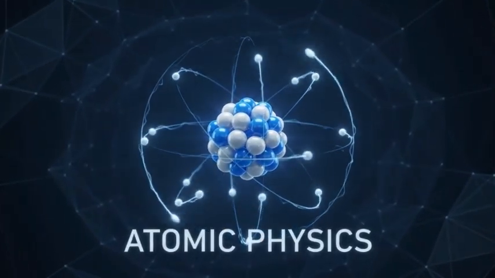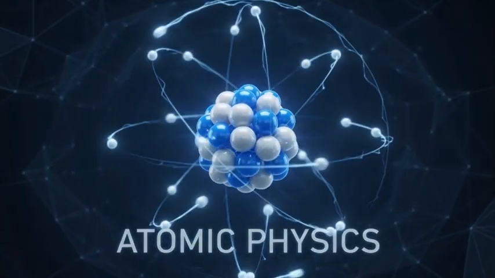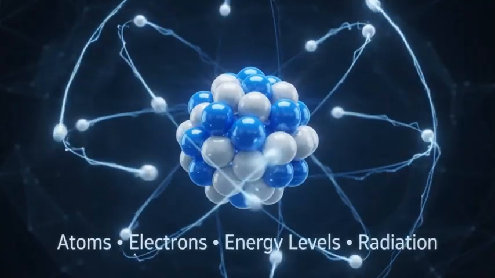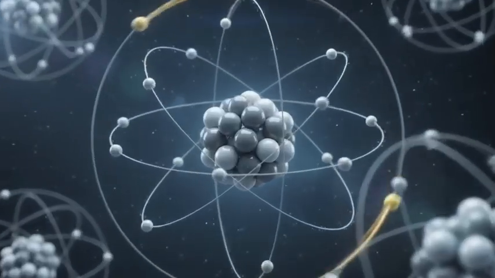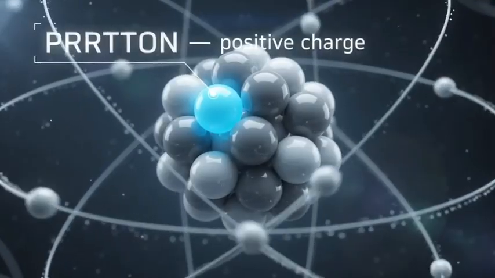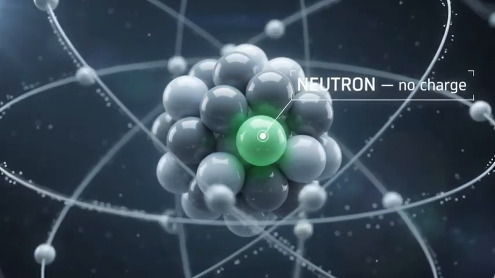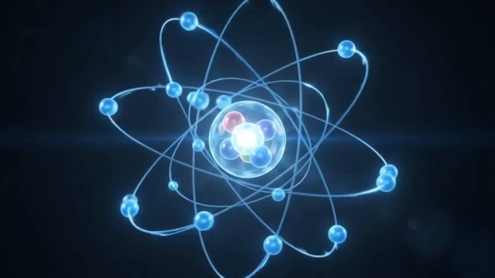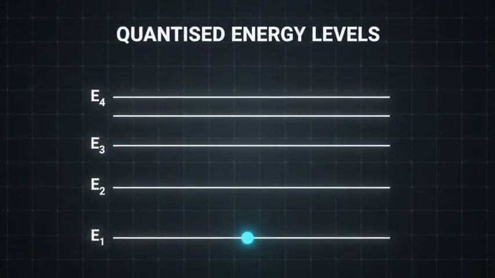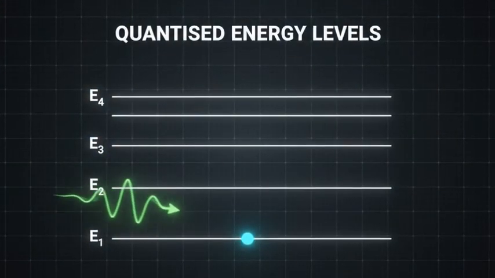Atomic physics is the study of atoms, their electrons, energy levels, and interactions with electromagnetic radiation. An atom has a nucleus containing protons and neutrons, surrounded by negatively charged electrons. Electrons cannot have any energy they want. They occupy specific, quantized energy levels.